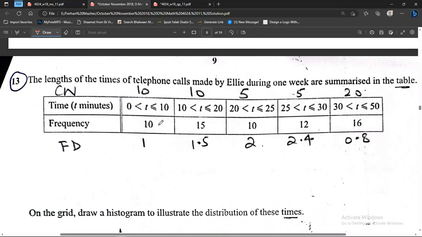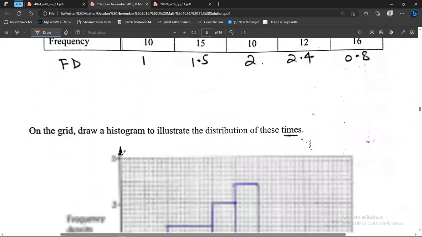So divide 10 by 10, you get 1. 15 divided by 10, that is 1.5. 10 divided by 5, that is 2. 12 divided by 5, that is 2.4. 16 divided by 20, that is 0.8. So now I know the frequency density of each class. So now I can make this table.